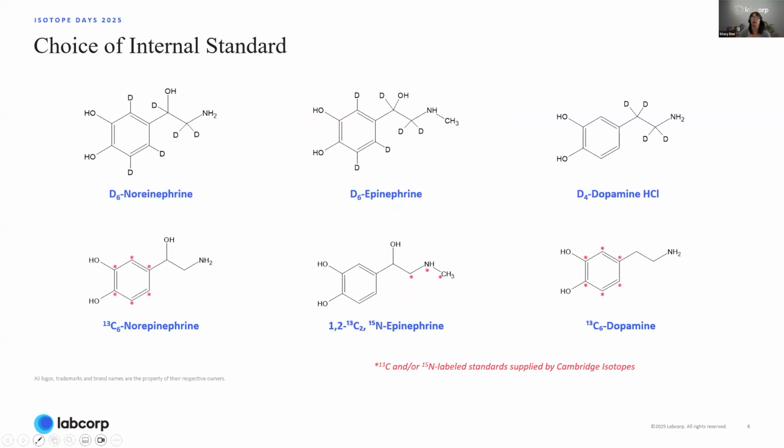Another thing that we did was we had two choices of internal standards. On the top, you see the deuterated internal standards, anywhere from D4 to D6. And then on the bottom, you'll see the carbon and nitrogen labeled internal standards. These were all sourced from Cambridge Isotopes, and they kindly synthesized the norepinephrine internal standard. So thank you for that. That really helped us a lot. And on the next page, you'll see why we ended up going with those carbon labeled internal standards.